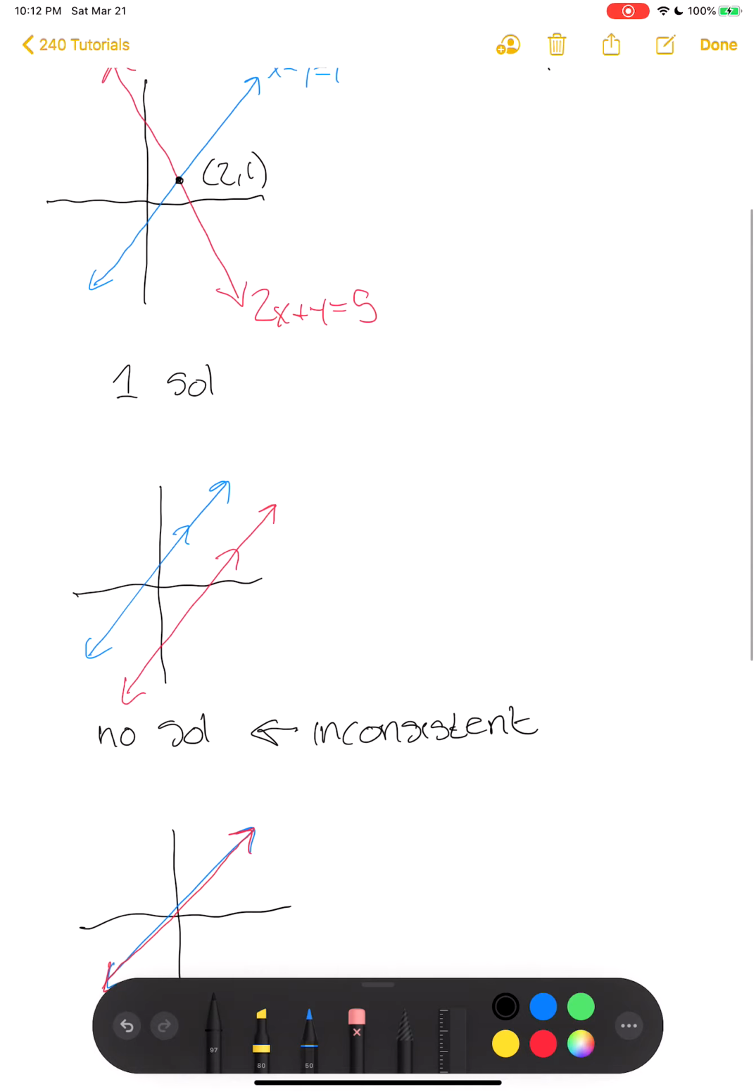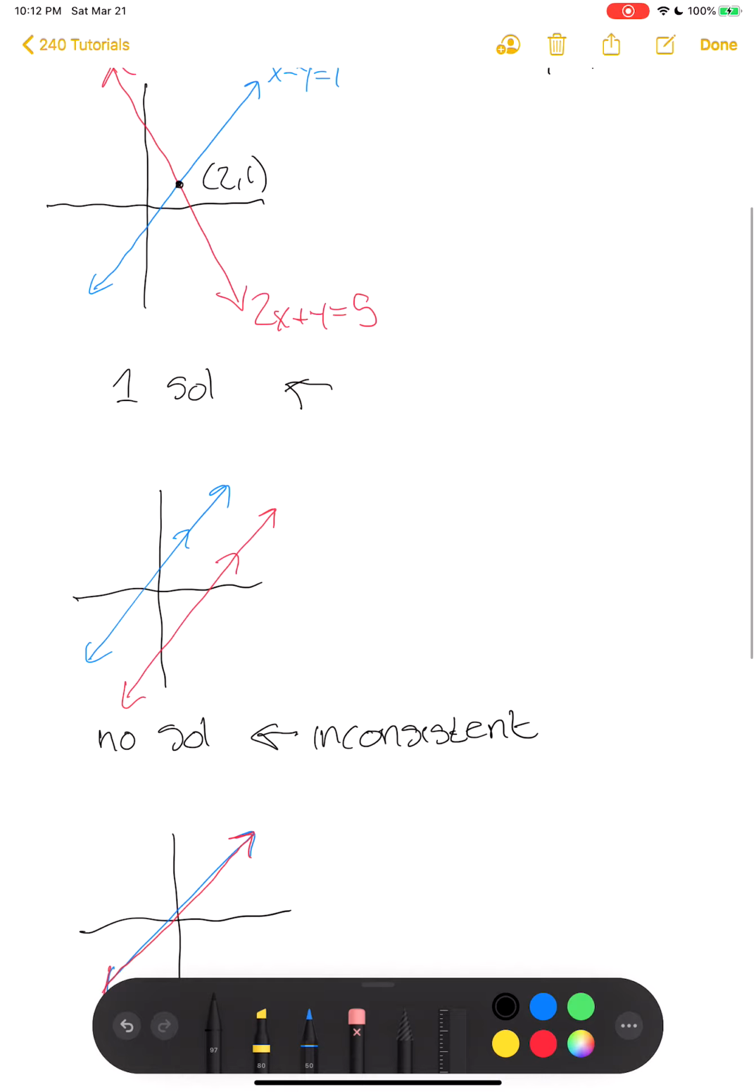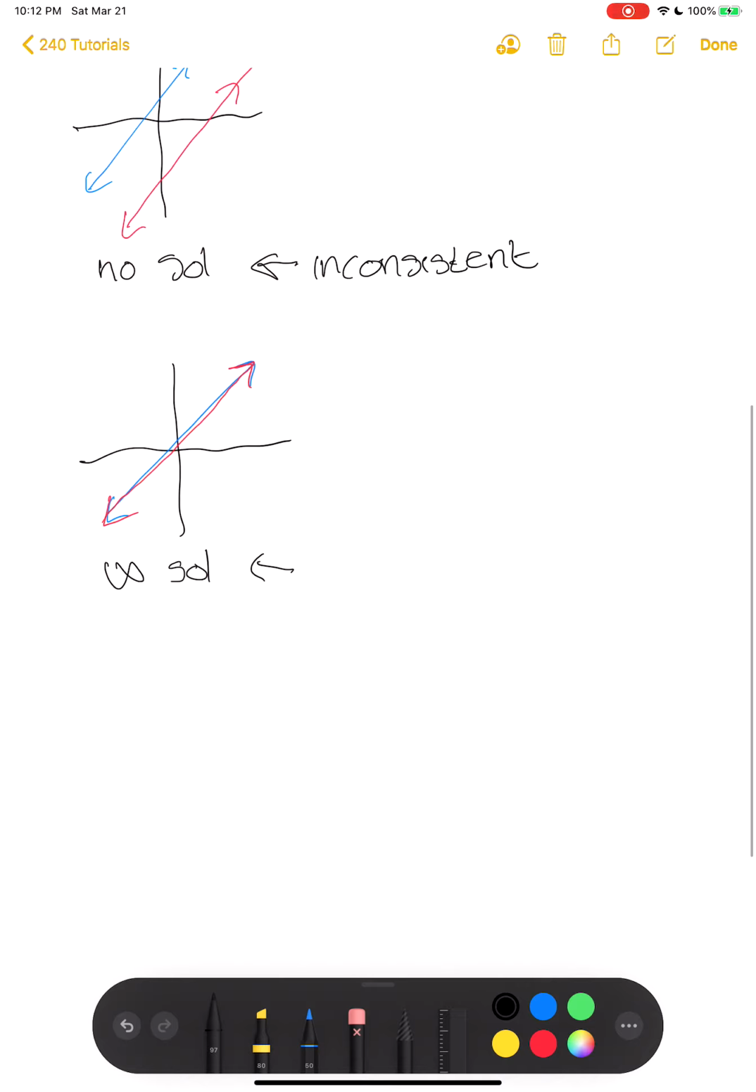In the case where we have at least one solution, here and here, we call this consistent. So if I have a solution, it's consistent. If I have infinitely many solutions, it's consistent. I just need at least one. Great.